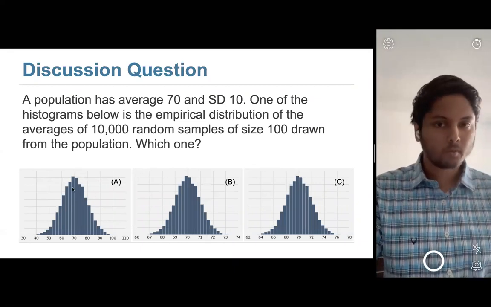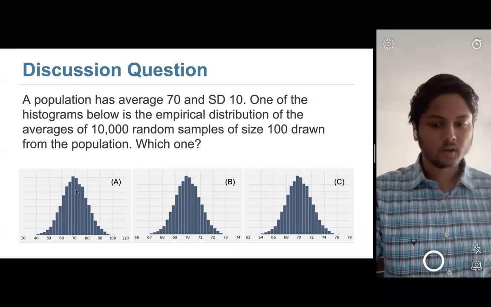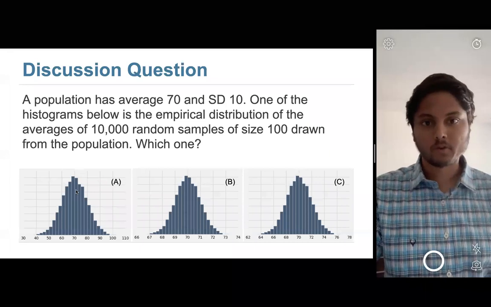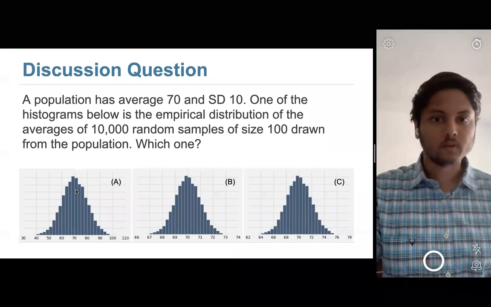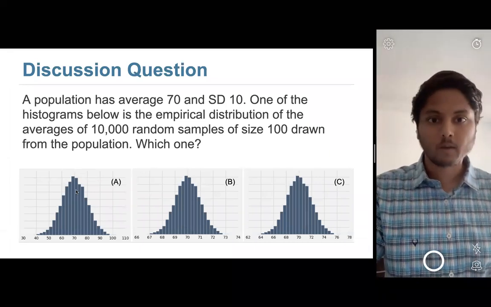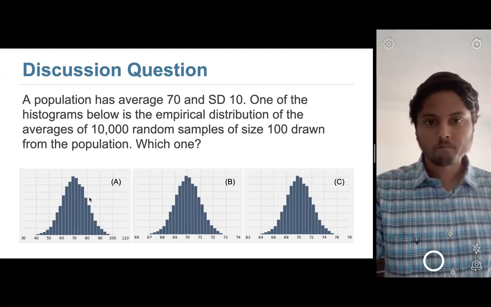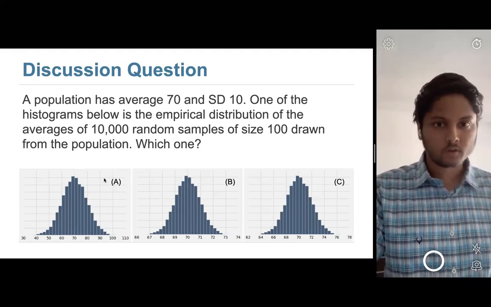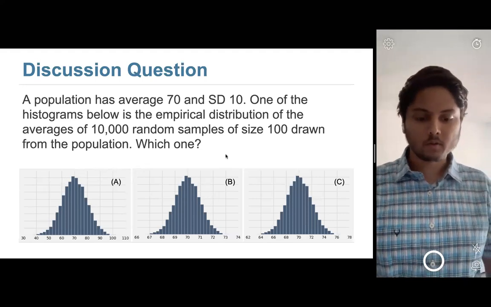So this could maybe be what the population looks like, but we can't say that for sure, because the population need not even be normally distributed. It could be some other weird distribution. It might look completely different. So it doesn't really correspond to it either. So B is the answer that we're looking for here.